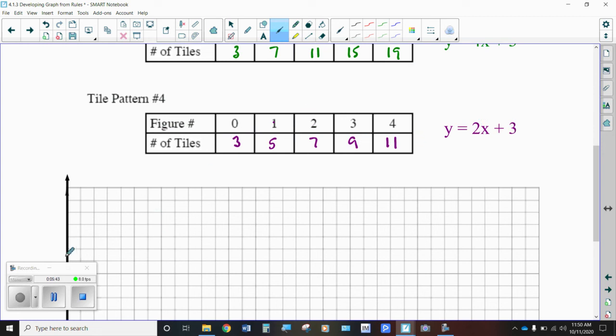All right, so what do we do now? Now let's put all of this information into a graph. And then we will just finish the lesson off by looking and seeing where do we see the growth happening in each one of these situations.